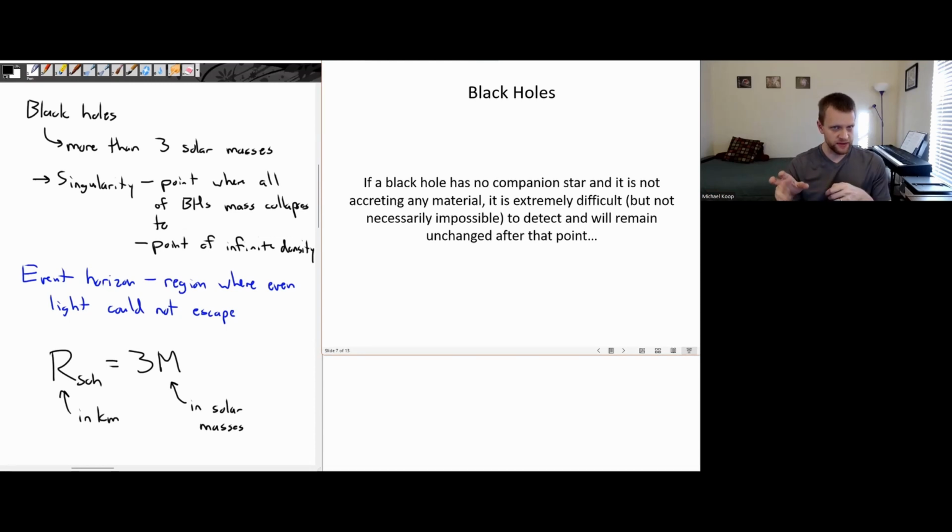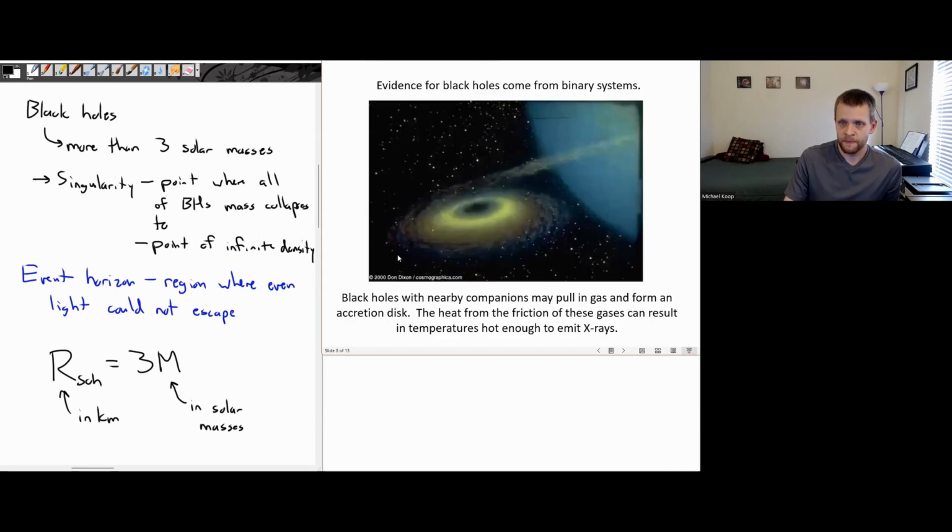There are some methods that we can use if we're lucky with the particular circumstances of this black hole, but we'll talk about those a little bit later on in the course. But if there's no companion star, it's just going to sit there and remain unchanged after that point.